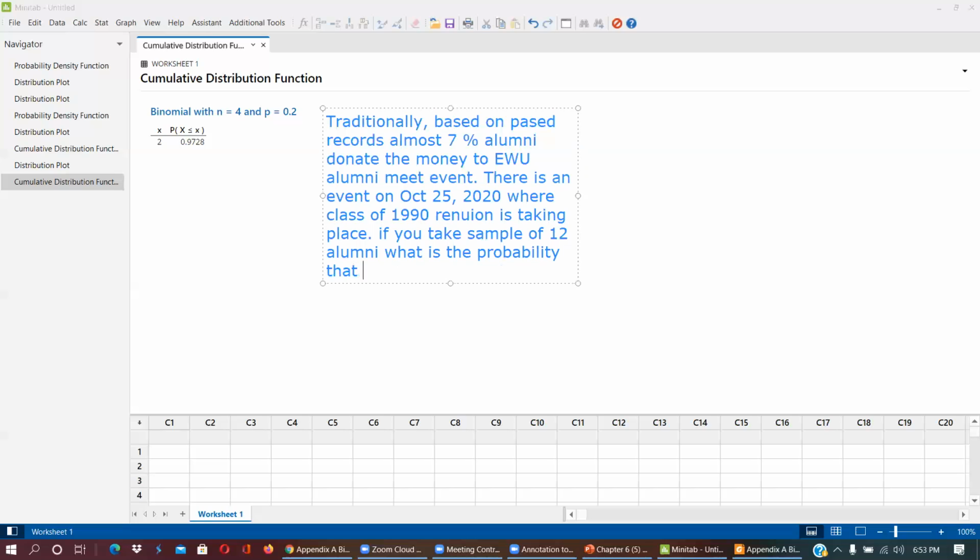that third alumni will donate? This is my question. And do you have Minitab in front of you? Can you tell me the answer?